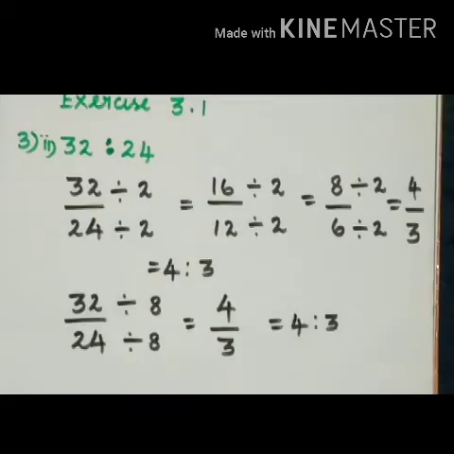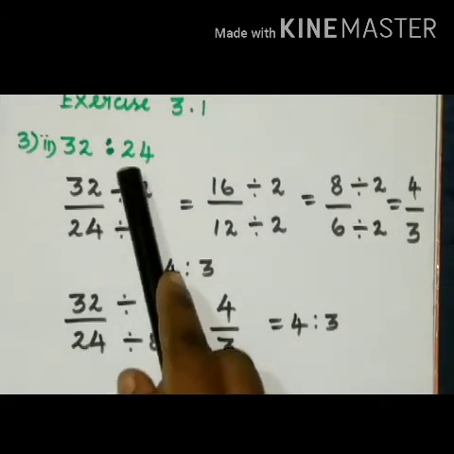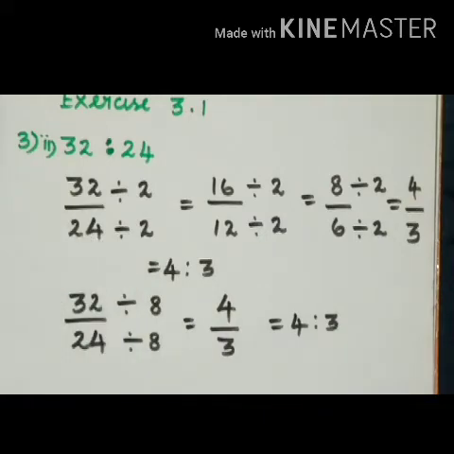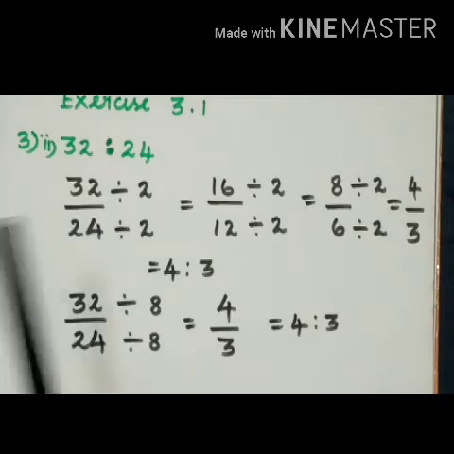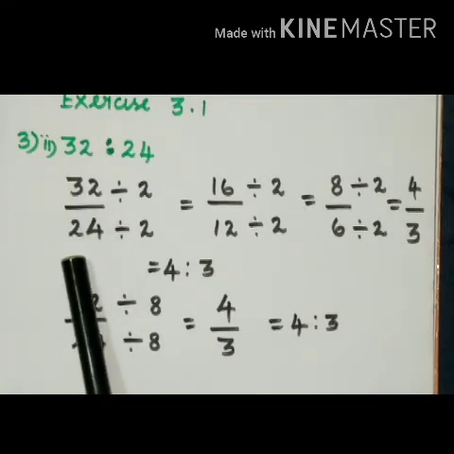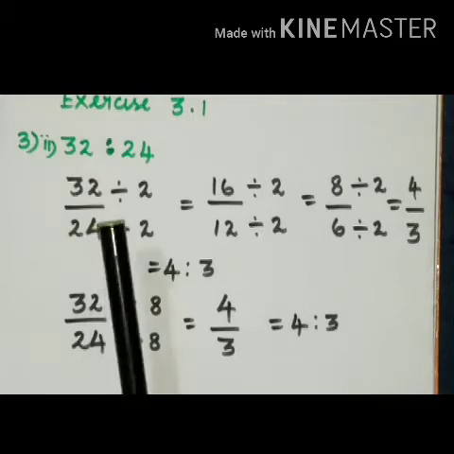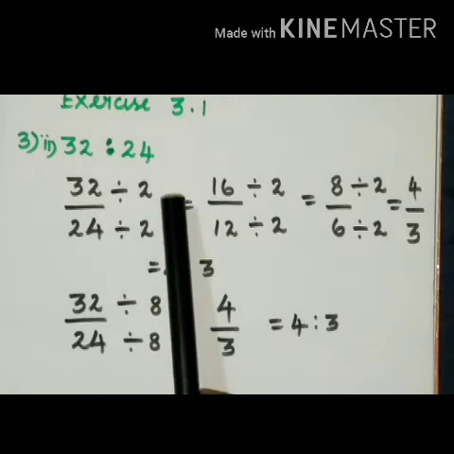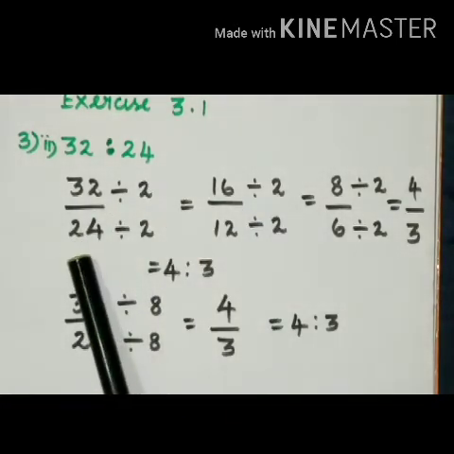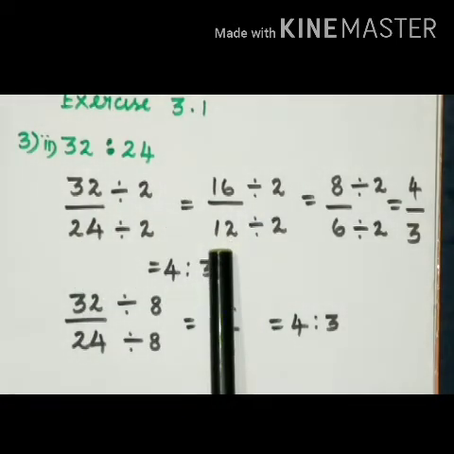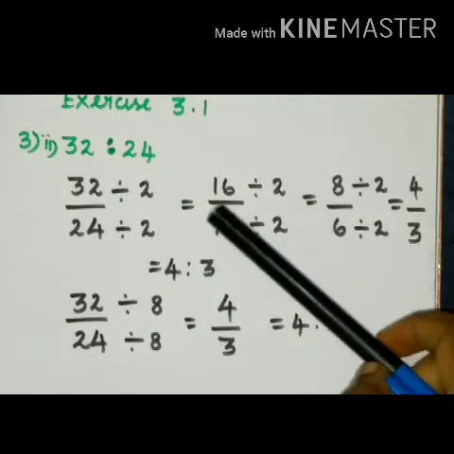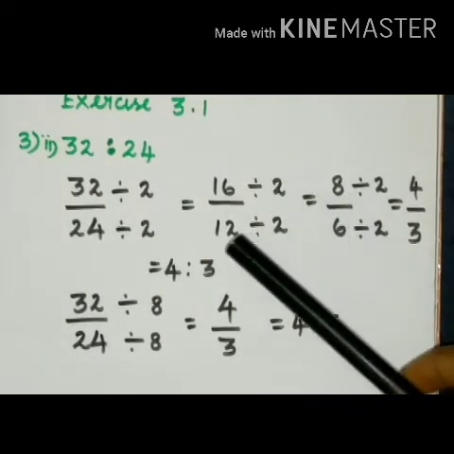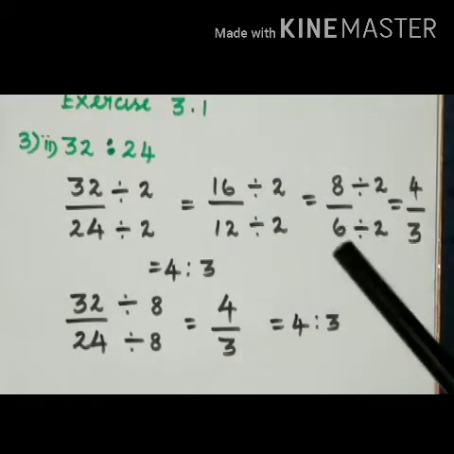To simplify, first you have to write the ratio in the fraction form. Then you have to divide each quantity by its common multiple. Here 32 and 24 are divisible by 2 table and also 8 table. Here I have taken 2 table. 32 divided by 2 is 16. 24 divided by 2 is 12. Then 16 divided by 2 is 8. 12 divided by 2 is 6.